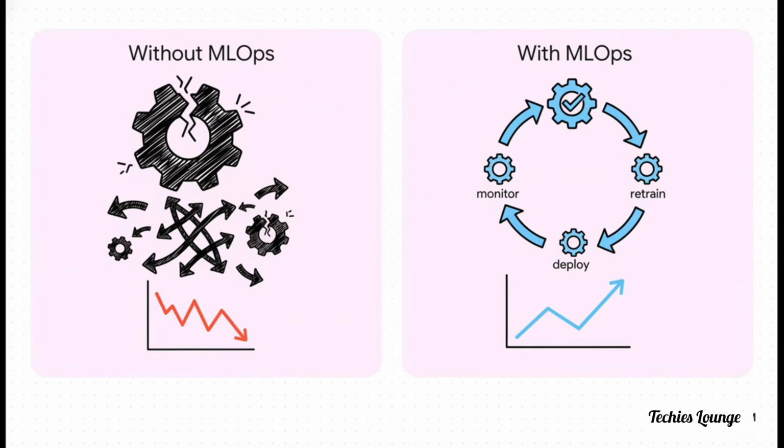I mean, just look at the difference here. Without MLOps, it's total chaos. You've got models degrading over time, no versioning, no way to fix things. But with MLOps, you have a system of control. You can monitor performance, roll back to a version that worked, and even automate retraining. It is literally the difference between flying blind and having a full control panel right in front of you.